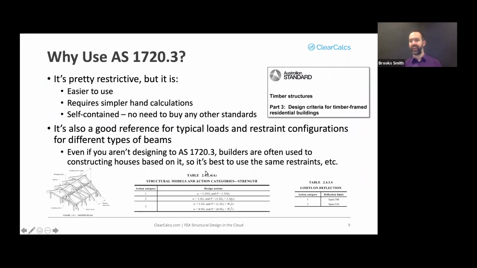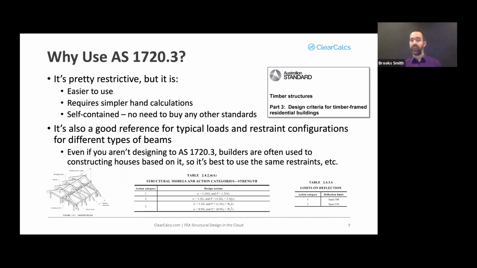So why would you use AS1720.3 if it's so much more restrictive? Well, it is easier to use. If you're doing hand calculations, if you're writing your own Excel spreadsheets, it is simpler. It's also completely self-contained. You don't need to buy any other standards. So if you're just starting your own practice and don't have a lot of money to spend $5,000 for your standards, you can just buy this one and you'll be able to handle many residential houses.